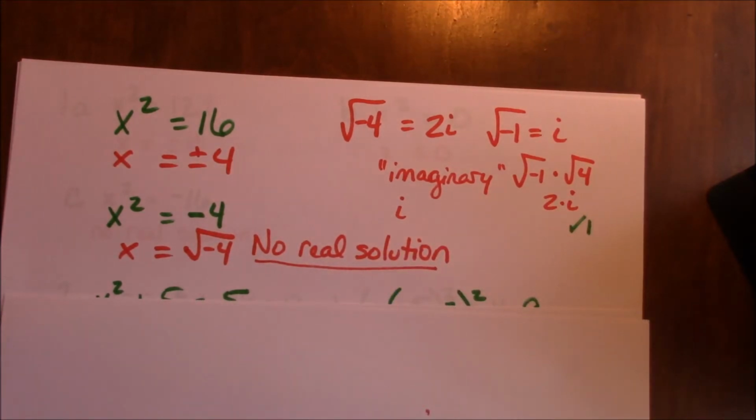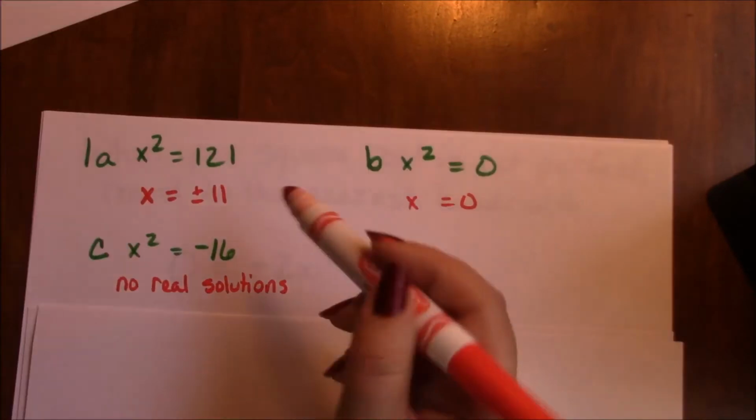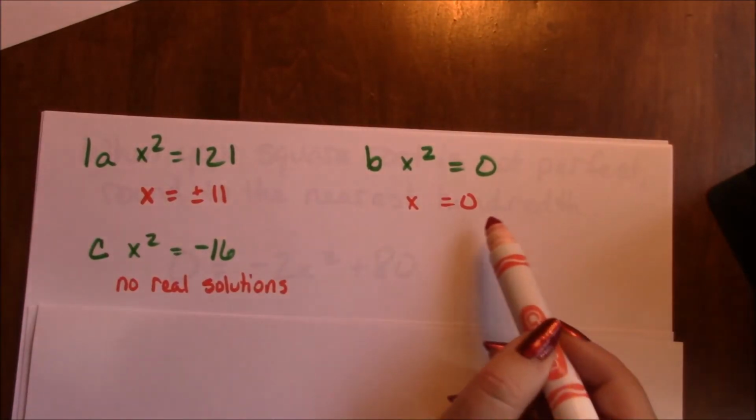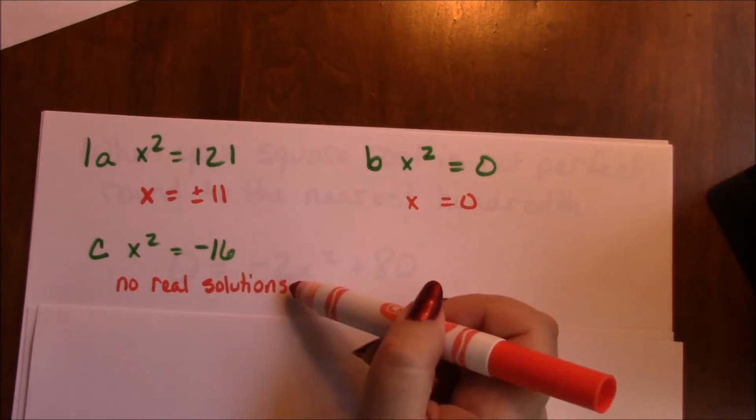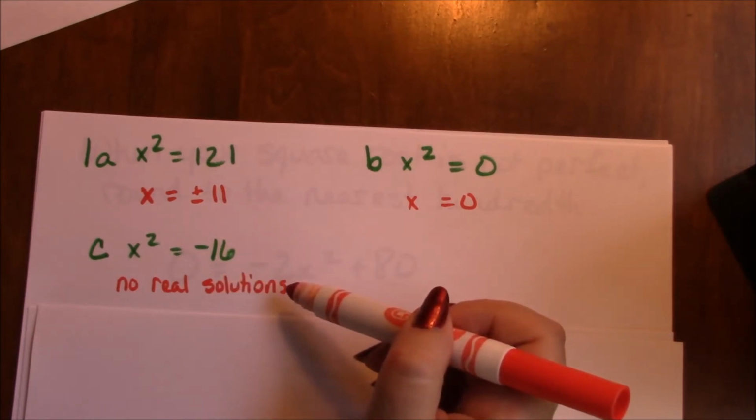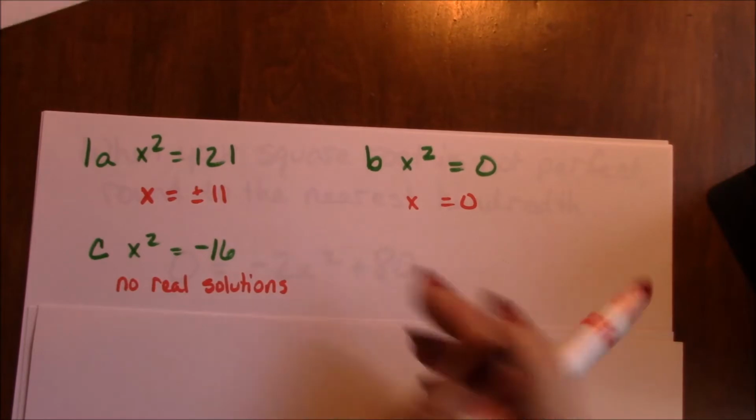So what I'd like you to do is take the whole 30 seconds it's going to take you to get through the Checkpoint 1 questions on the top of page 657. Pause here and come back. So 1a is plus or minus 11, and 1b is 0, and 1c, because that's a negative number, is no real solutions. If you have any questions, let me know.